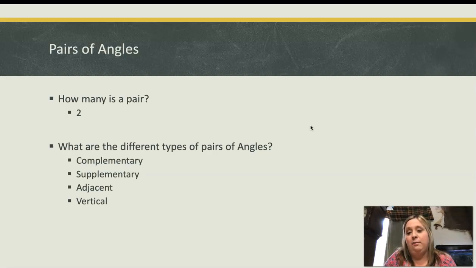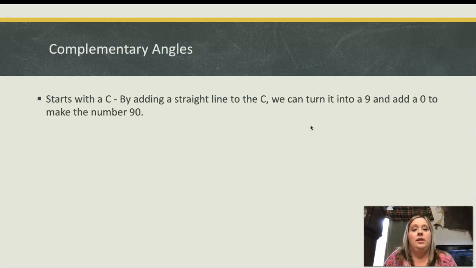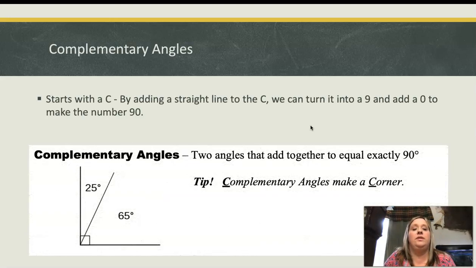I wasn't expecting that you would have the answer for those, because this is new material. So complementary starts with a C. By adding a straight line to the C, we can turn it into a 9 and then add a 0 to make it 90. Or complementary also makes a corner. So you could think of it that way. So here's my 90. See, here's my C. Here's my line. Here's my 90. And to you guys, it looks opposite, but imagine it going the correct way that a 9 should be.